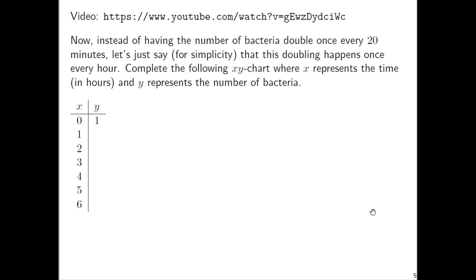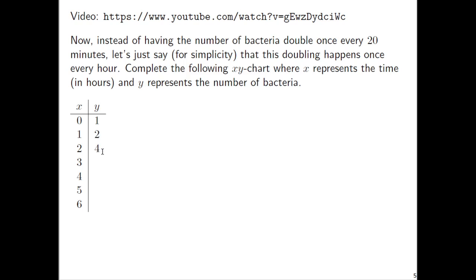So X is the number of hours. At the beginning of the experiment, no time has passed, that's why X equals 0. There's one bacterium. And then an hour later, if the number has doubled, there should be a 2 here. And then after 1 hour, a second hour happens, so you should take this 2 and double it, and you should get a 4 here.